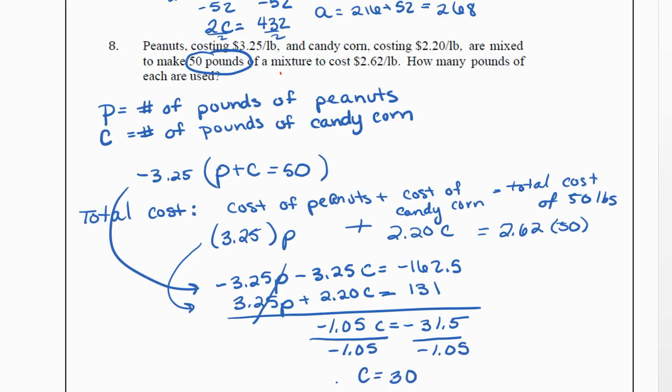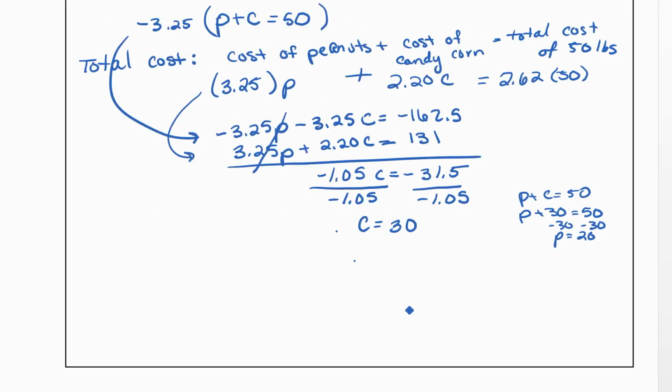So we have 30 pounds of candy corn. Now we knew it was a total of 50. We knew that P plus C equals 50. So if P plus 30 equals 50, if we subtract 30 from both sides, we see that we have 20 pounds of peanuts. So we can write our solution.